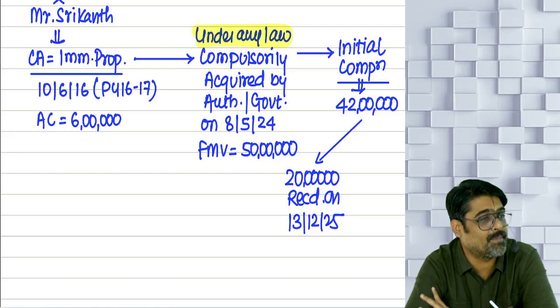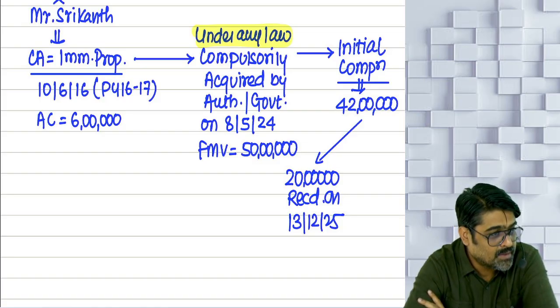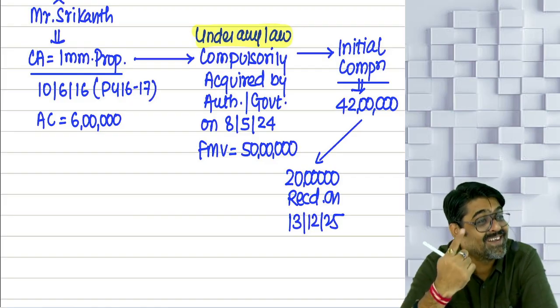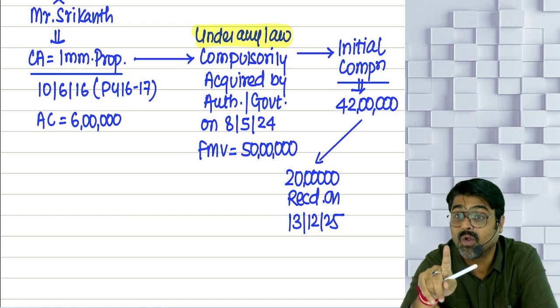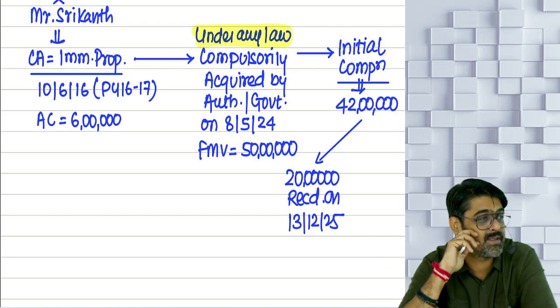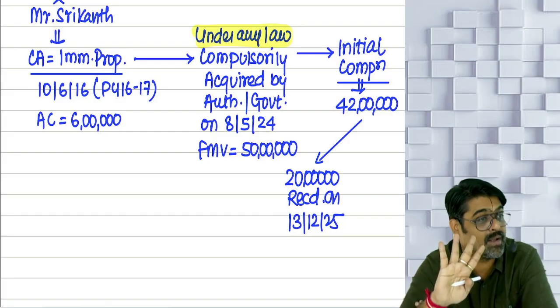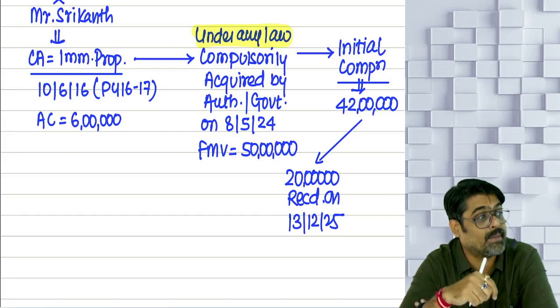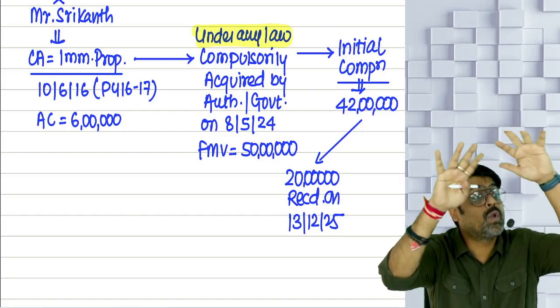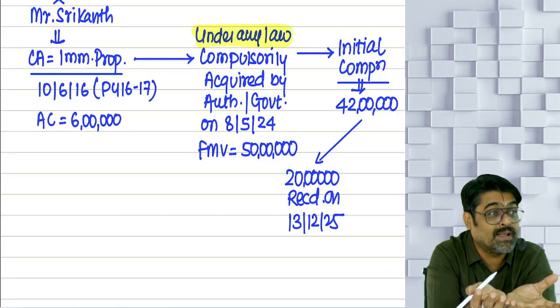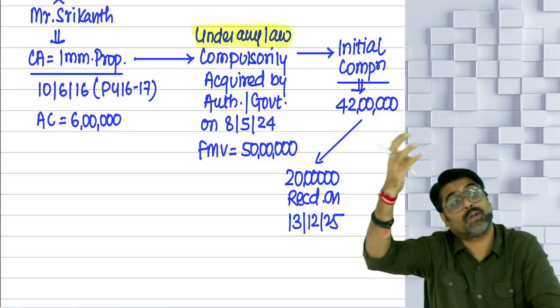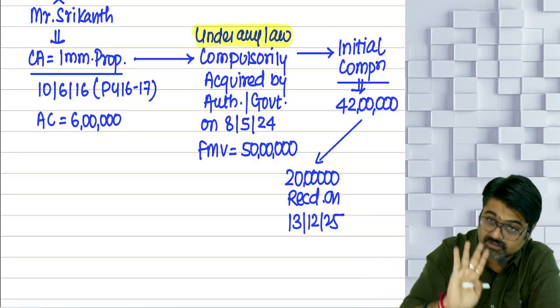But to calculate that capital gain, what will be the full value of consideration? The compensation received plus the compensation receivable. Entire amount of initial compensation will be considered as your full value of consideration. Even if some consideration is receivable, because we are supposed to calculate the capital gain taking the full value of consideration. And how much was the full value? 20 lakhs or 42 lakhs? So 42 lakhs is the full value of consideration.